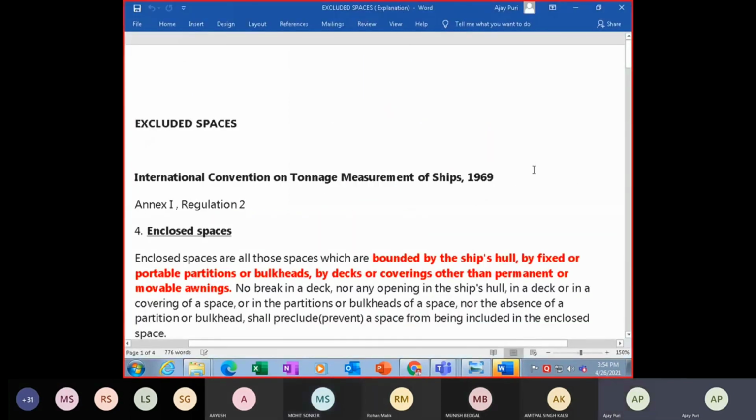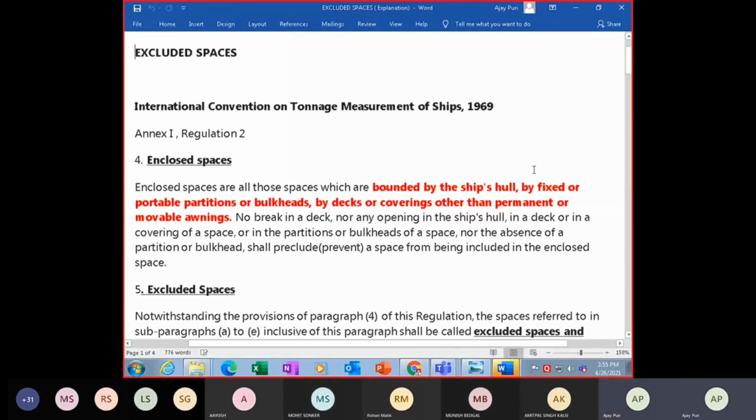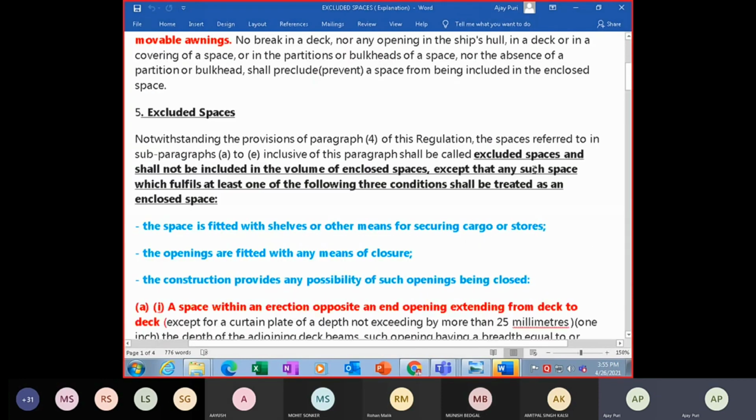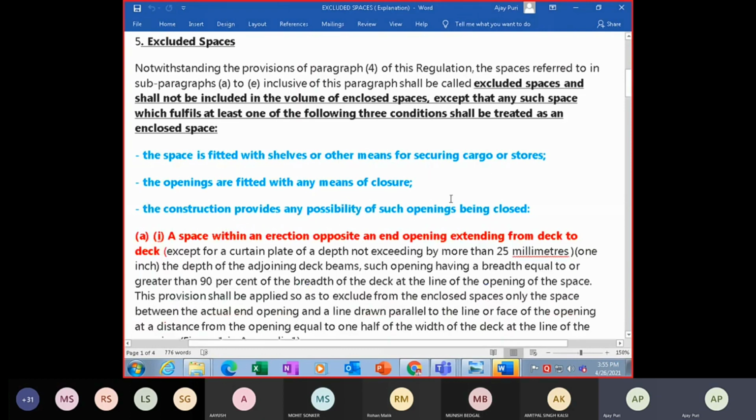Now, we were doing the enclosed spaces, which is bounded by the ship's hull or fixed or portable partition or bulkhead, or by decks other than permanent movable awnings. And these three spaces were not enclosed spaces.